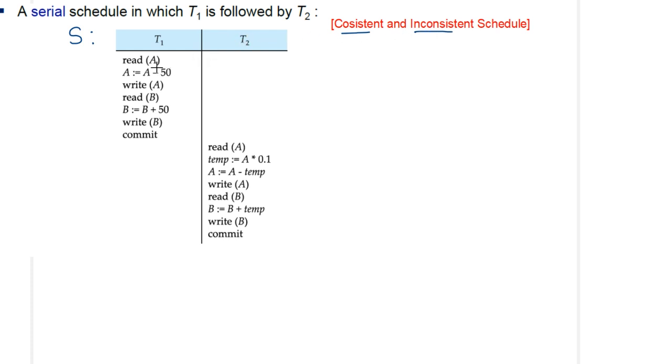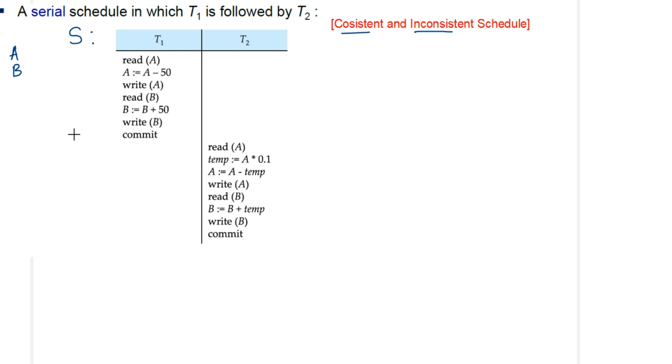Consistent means the data items or variables on which the operations are being performed, see, there are two data items, data item A and data item B. So we have to check whether the combined value of A and B, that is A plus B, before the transaction is the same after the transaction or not.